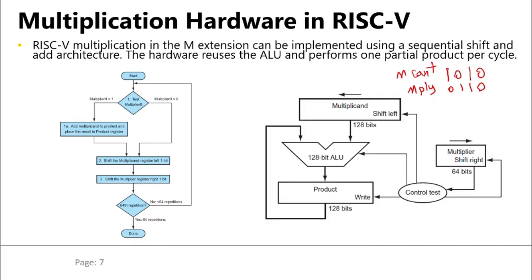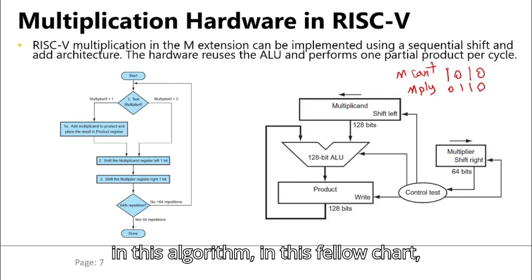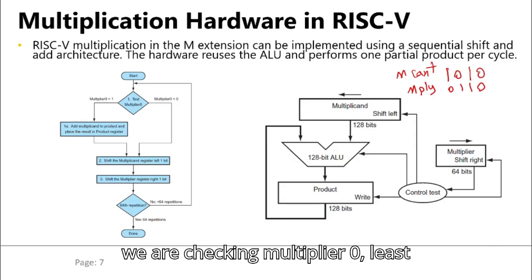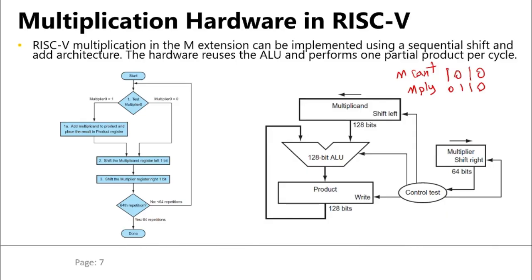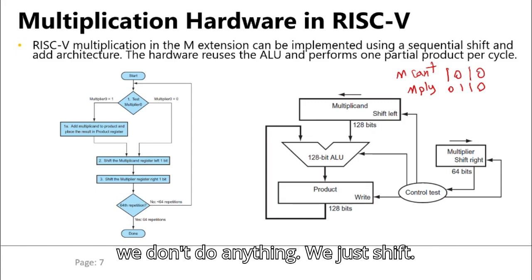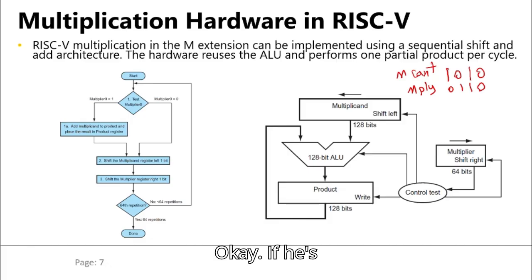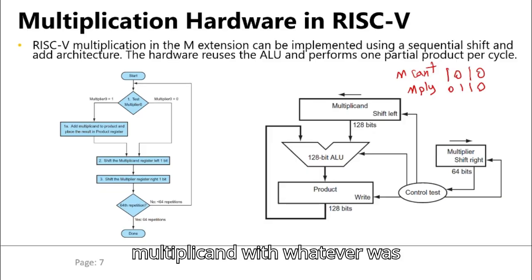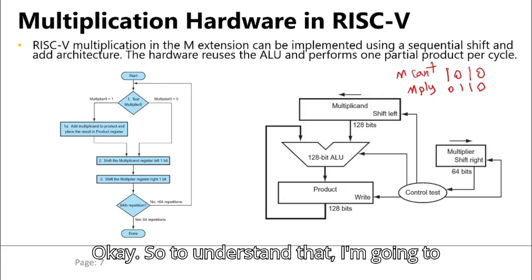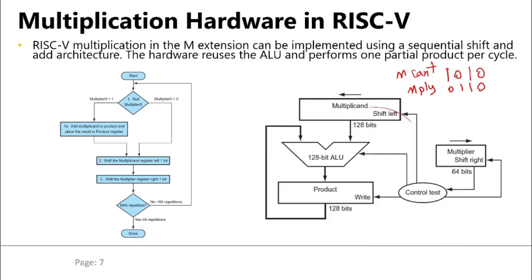Okay, so what's happening in this algorithm, in this flowchart? We are checking multiplier bit 0, the least significant bit. If it's 0, we don't do anything. We just shift. If it's 1, we add the multiplicand to whatever was inside the product as a result, put that in the product, and then shift. So to understand that, I'm going to use this example in this diagram.